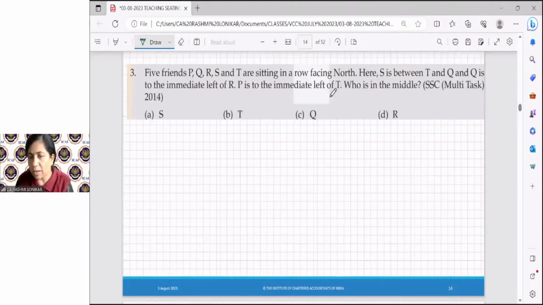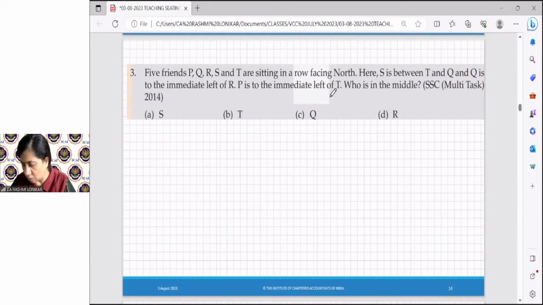Five friends P, Q, R, S, T are sitting in a row facing north.